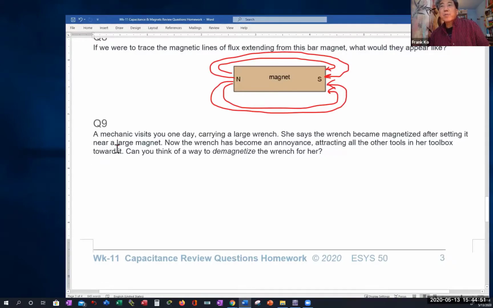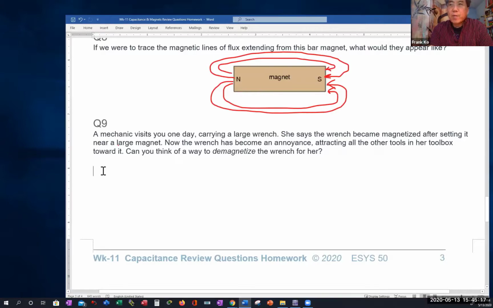All right. So for number 10, a mechanic visits you one day carrying a large wrench. She says the wrench became magnetized after setting it near a large magnet. Now the wrench has become an annoyance, attracting all of the tools in her toolbox. Can you think of a way to demagnetize the wrench for her? Okay.